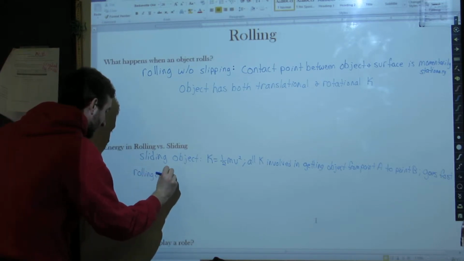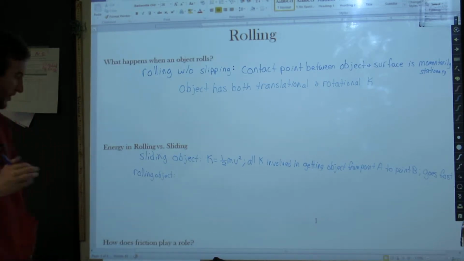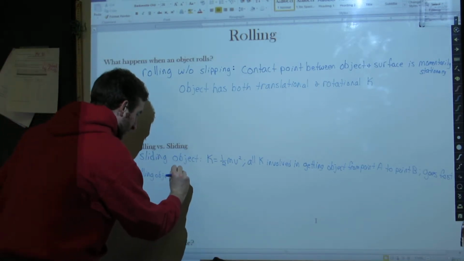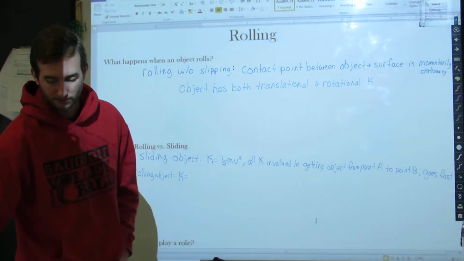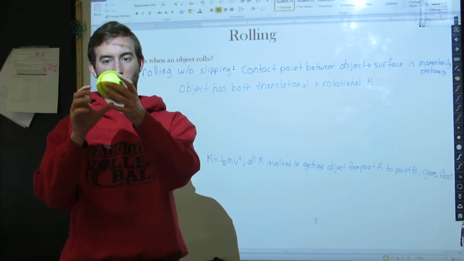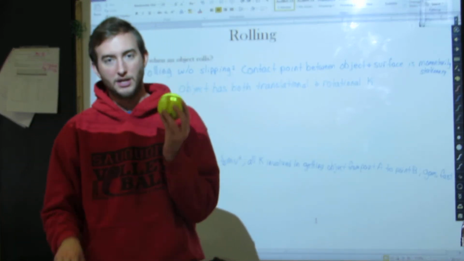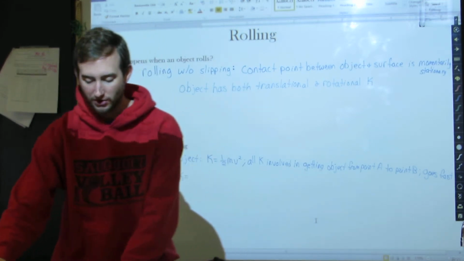For an object that's rolling, the kinetic energy will obviously move from place to place. It is moving side to side. I guess you could also have a situation where you just have an object that's spinning in place, but that's not what we're talking about here. We're talking about something rolling. The object is not only translating, it's also rotating.